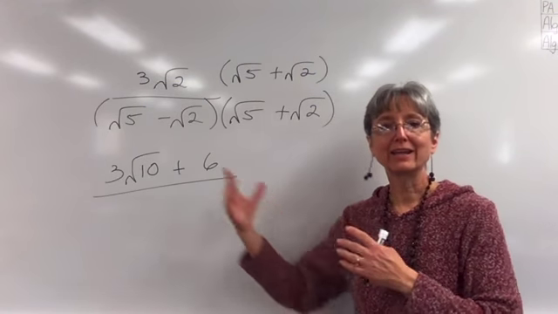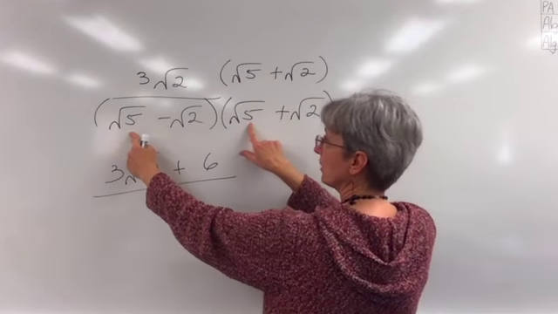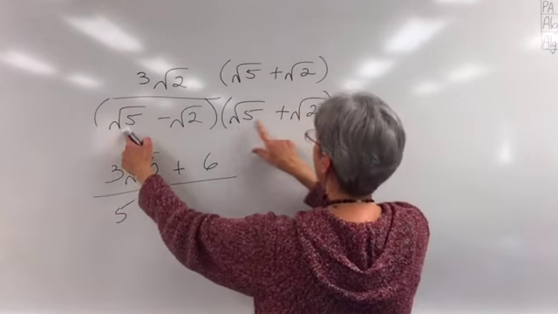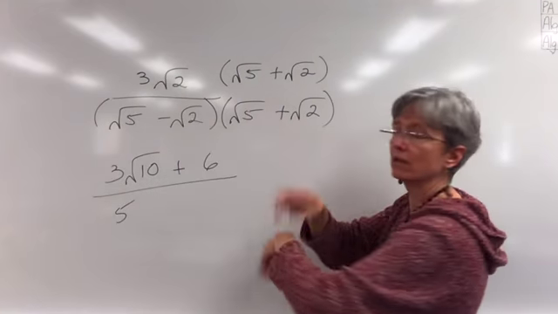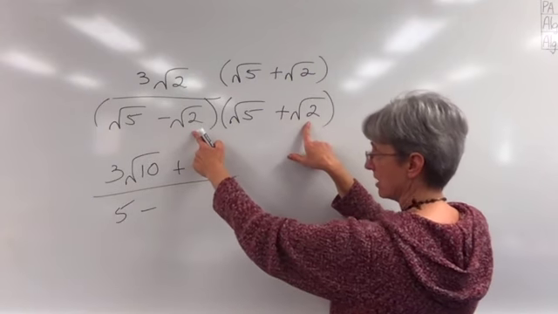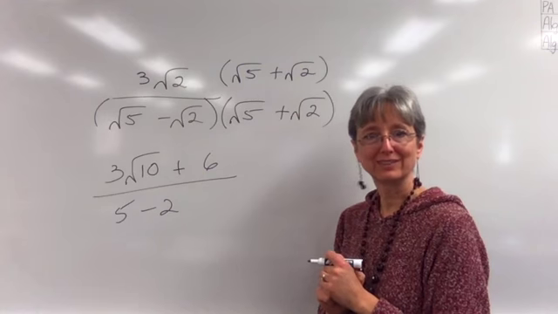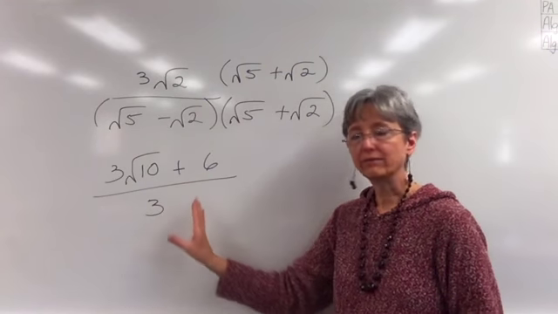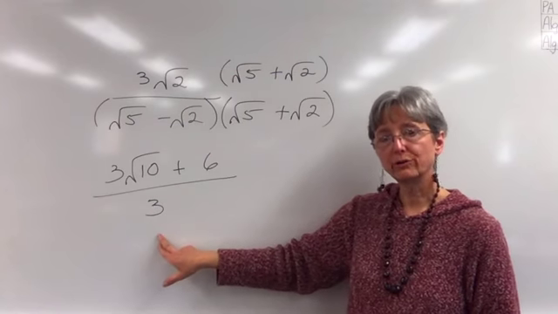Now let's go ahead and multiply the two conjugates. Square root of 5 times the square root of 5 is 5. This is positive square root of 10, negative square root of 10. Those disappear. So this is going to be negative 2. So 5 minus 2 is 3. Now look what I have here. I have 3 square root of 10 plus 6 over 3.